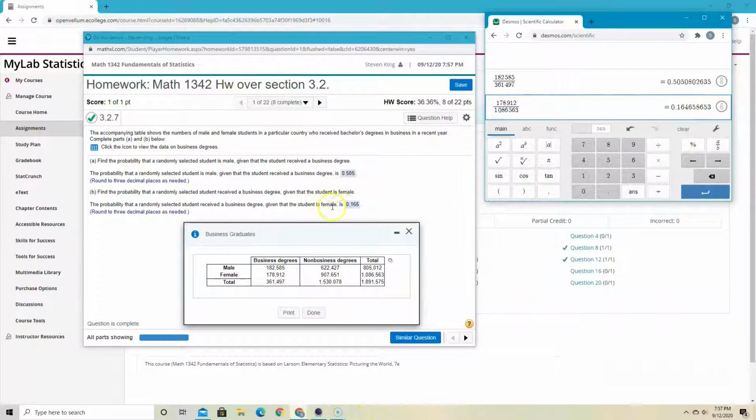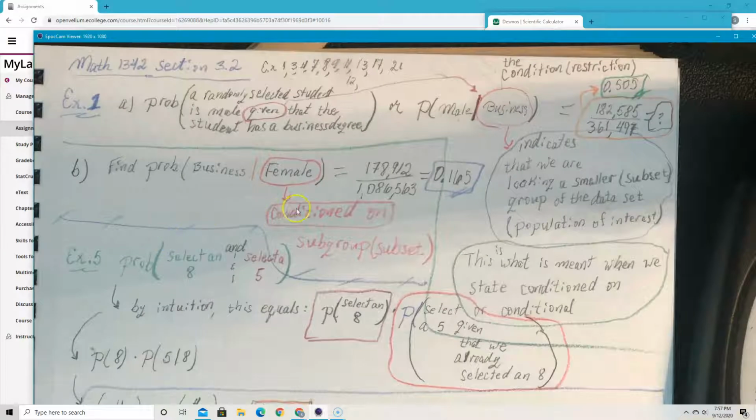So here we have the 0.165. And that's correct. Okay, and that's what we have right here. Okay, well, let's go on.